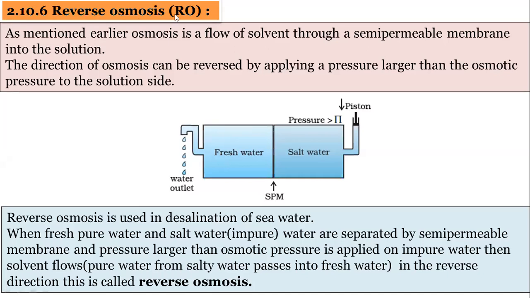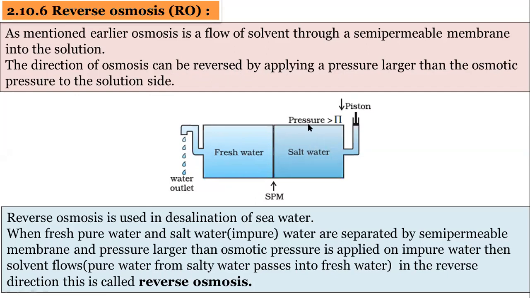Osmosis, as I just explained, allows the flow of solvent molecules through the semi-permeable membrane, and the flow of solute molecules is not allowed. So the reverse osmosis is opposite to the osmosis. The direction of the osmosis can be reversed. See, when it is reversed, it is important. The direction of the osmosis can be reversed by applying a pressure larger than the osmotic pressure to the solution side, remember. So we will explain this reverse osmosis process by using one example.